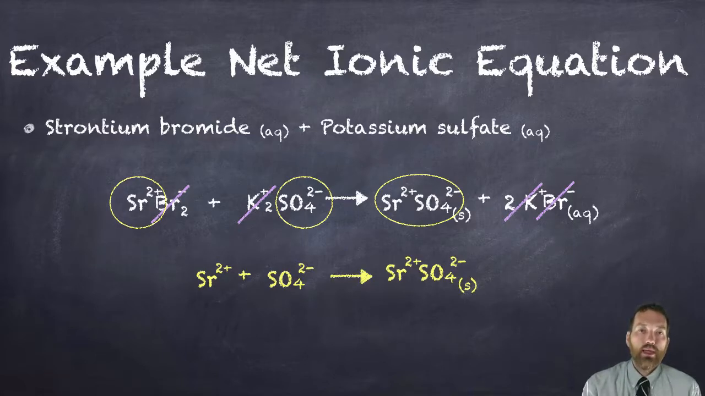So the biggest mistake I see with kids writing net ionic equations is that they don't write the ions. This needs to be an ion to be an ionic equation. If you wrote Sr plus SO4 makes SrSO4, that would be incorrect because we don't have strontium atoms combining with sulfur tetraoxides to make the strontium sulfate. We have strontium ions reacting with sulfate ions. So don't forget, you did all the charges already. Just bring them with you to the final net ionic equation.